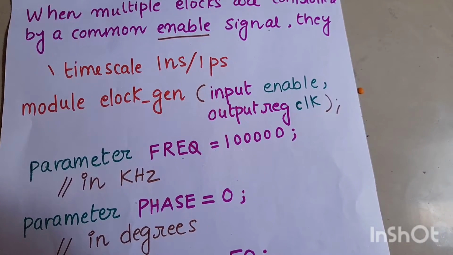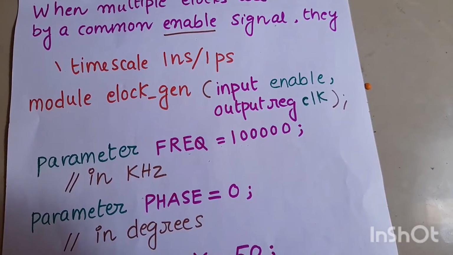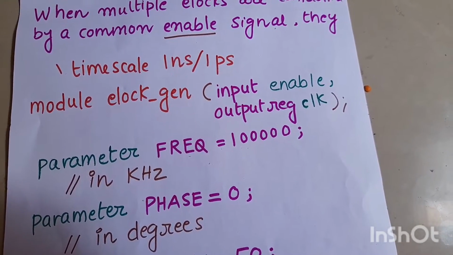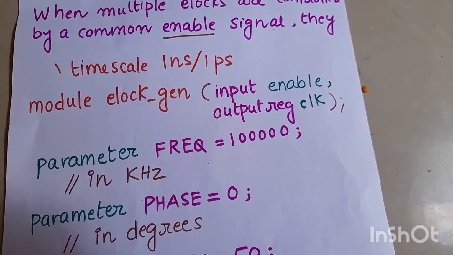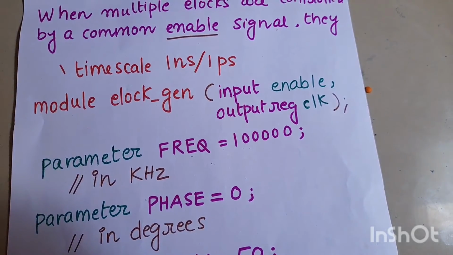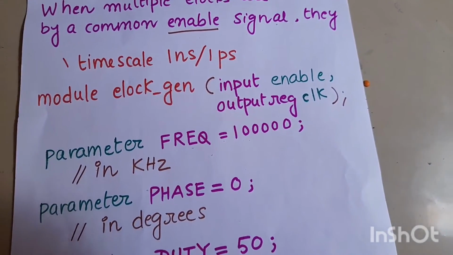Okay. So module clock gen. So clock gen is the name of the module. Input of the module is enable and output of the module is clock. Already I have specified the output is of reg type. Clock is of register type.